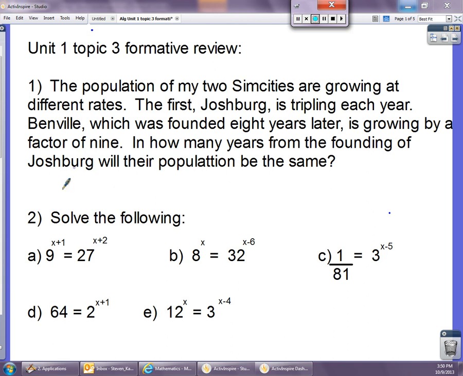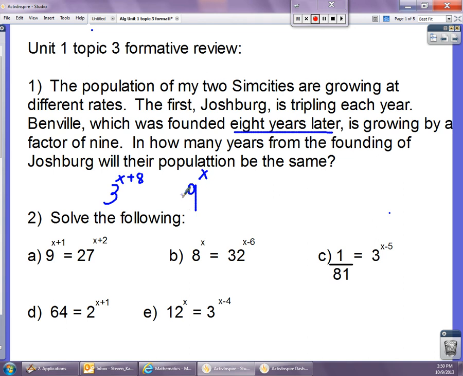The populations of my two SimCities are growing at different rates. The first, Joshburg, is tripling each year. So right away I know Joshburg is going to be 3 to the x power. Benville is founded 8 years later. That's important because Joshburg had an 8-year head start, so I'm going to put plus 8. Benville is growing by a factor of 9, so that would be 9 to the x power.